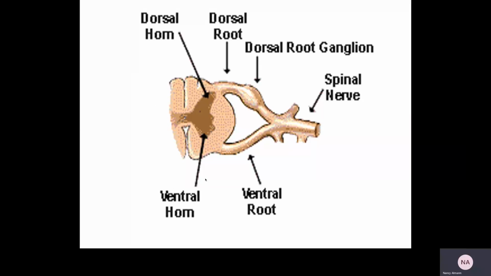So let's take a look at this image. We talked about the dorsal and the ventral horns. We talked about the dorsal root, and we talked about the ventral root. We also talked about the dorsal root ganglion. When the ventral root and the dorsal root merge, you now have a spinal nerve.